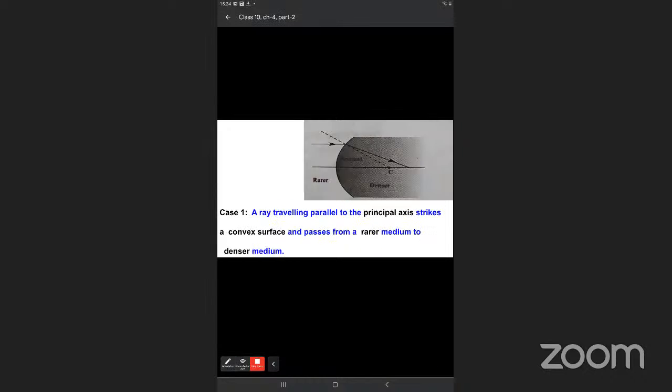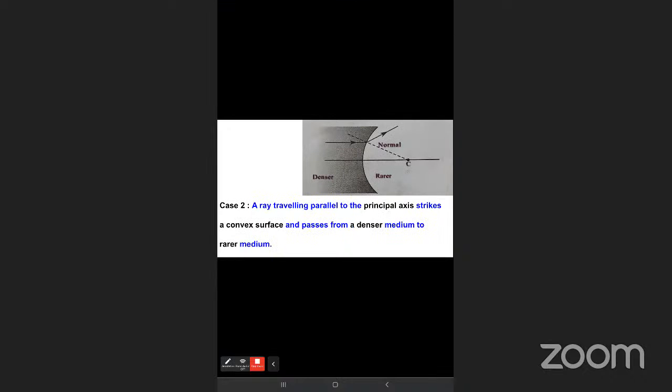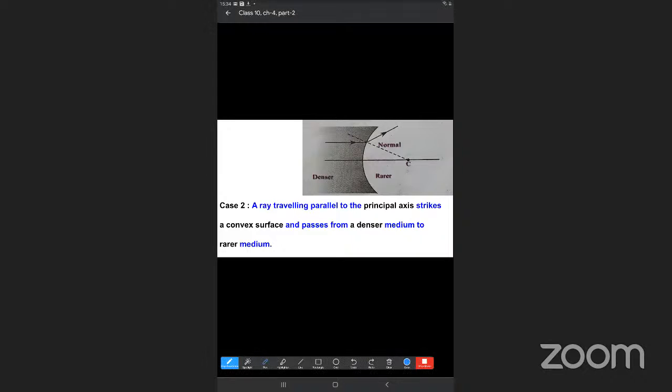Before, the light ray travels from rarer to denser. Now in this case, light ray travels from denser to rarer. Here also the light ray is parallel to the principal axis. The incident ray is parallel to the principal axis. So when a ray traveling parallel to the principal axis strikes a convex surface and passes from denser medium to rarer medium, you can see it is moving away from the normal. The refracted ray is not towards the normal. It is moving away from the normal.